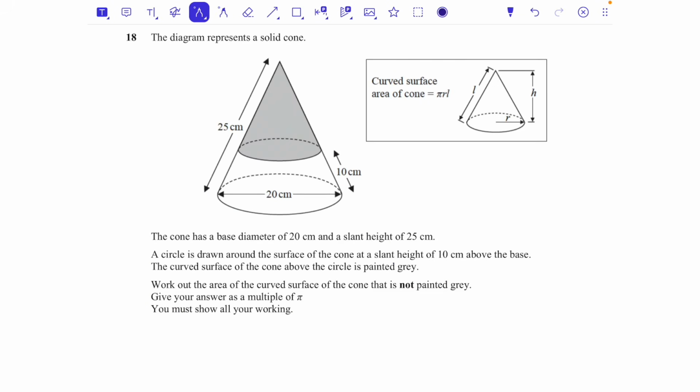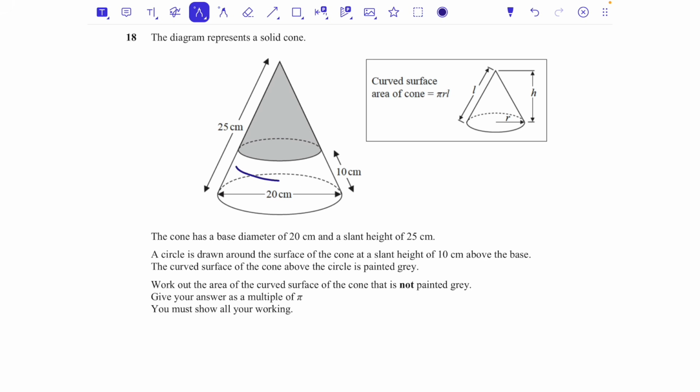Question number 18. The diagram represents a solid cone. The cone has a diameter of 20 and a slant height of 25. The circle is drawn around the surface of the cone at a slant height of 10 above the base. The curved surface area of the cone above the circle is painted grey. Work out the area of the bit that's not painted grey. Give your answer as a multiple of pi.